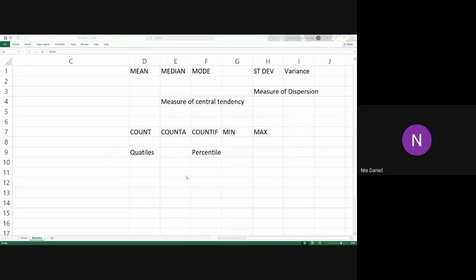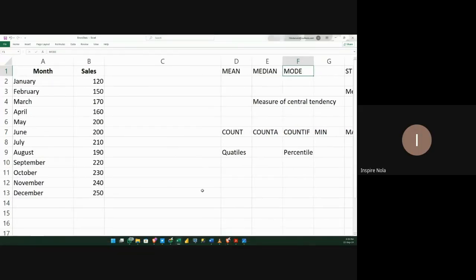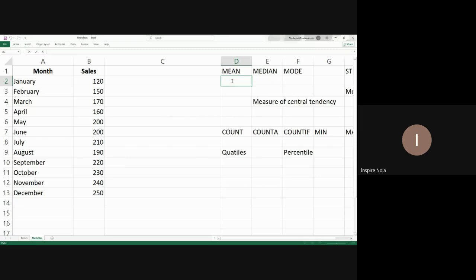Okay, Inspire. For mean, what does it do? The mean is used to calculate the average of a range of values. Right. Thank you very much. So if you want to know, everybody lower your hands. I'll ask for the median now.